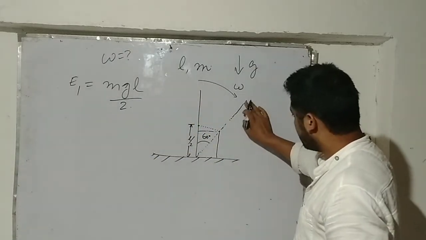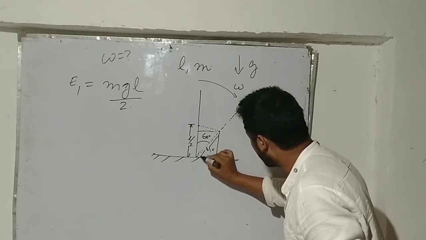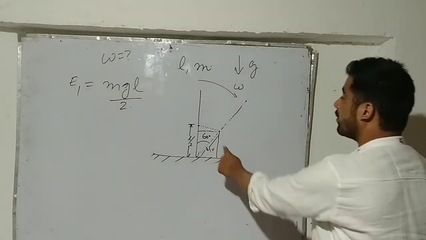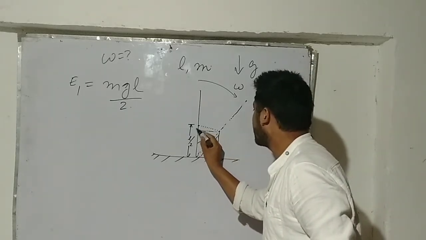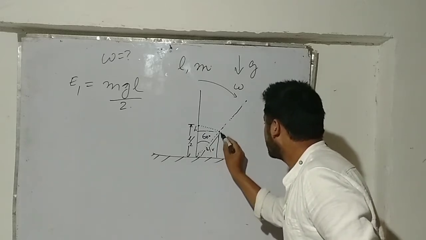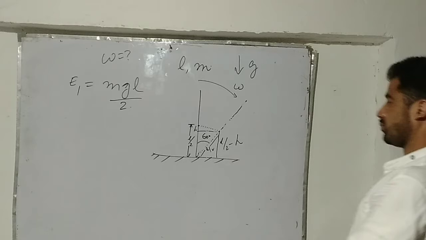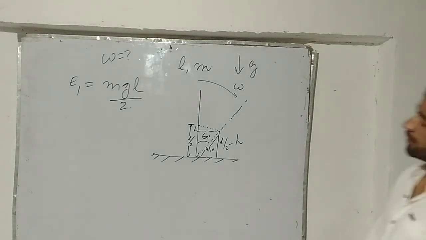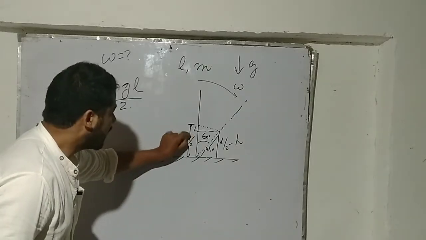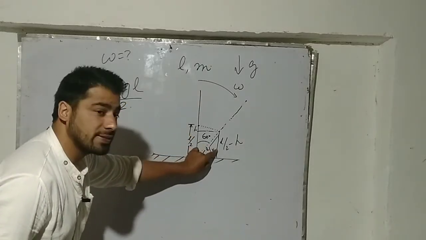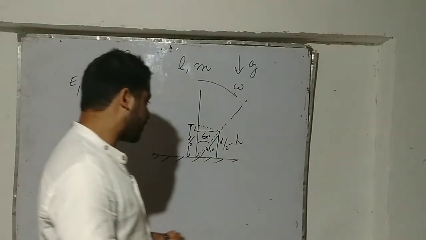So this much will be L/2 from here to there, but if I assume the height from here to there is h, then this height will be simply L/2 minus h. Hope you are getting it. I'm just introducing a new factor, h. H is the decrease in height in the second case. Obviously this leads to a decrease in the potential energy.